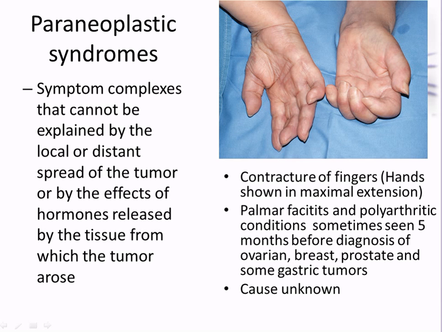So, when you see these contractures or pre-arthritic conditions, they found that typically about 5 months before being diagnosed with ovarian, breast, or prostate cancers, these things would happen. So they start getting these really weird symptoms. It wasn't the cancer itself, it was some other thing that just happened to be correlated with the cancer.